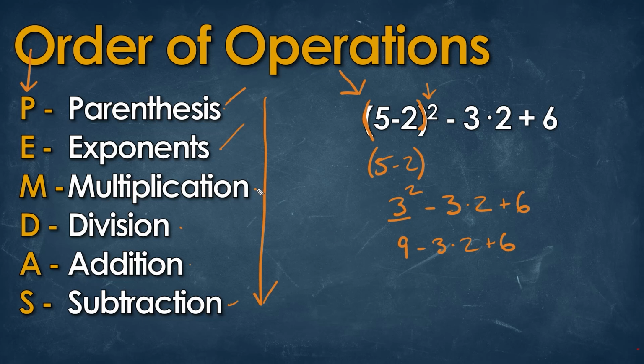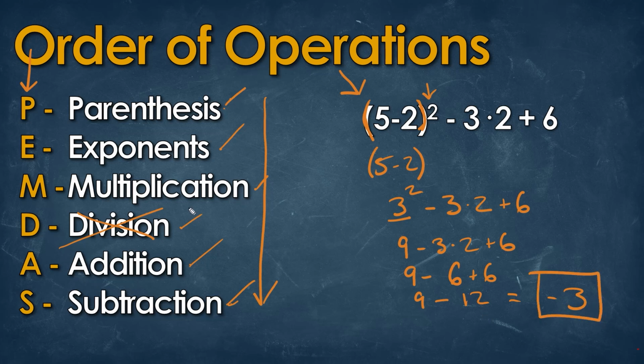Next, we're going to take a look at multiplication. So we do have multiplication here. It's 3 times 2, which is 6. We'll leave everything else. Then next, we'll take a look at division, but we don't have division here, so we can skip that one. Then we have addition. So we have 6 plus 6, which is going to be 12. We have that 9. So next, we're going to do subtraction. We have 9 minus 12, which is going to give us an answer of negative 3.